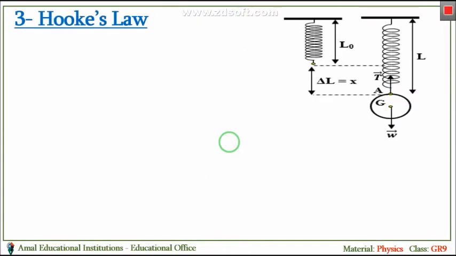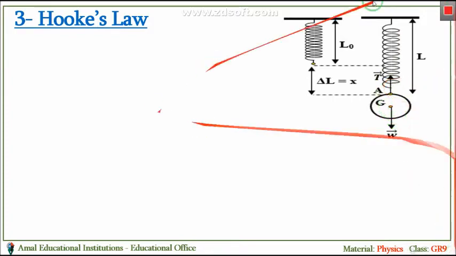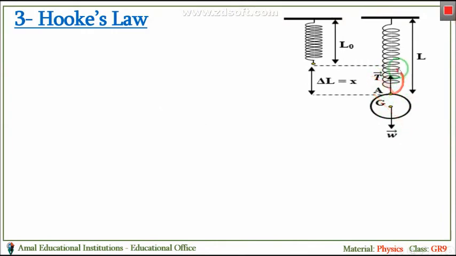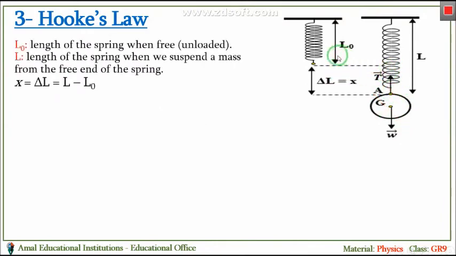Hooke's law. Consider a box of mass m connected to the free end of a spring of stiffness constant K, as shown in the adjacent figure. The box is at equilibrium under the action of two forces, the weight force and the tension force. L0 represents the length of the spring when it is unloaded, while L represents the length of the spring when we suspend a mass m from the free end of the spring.